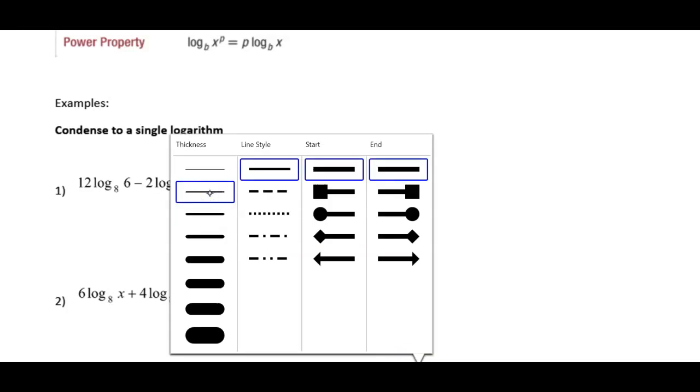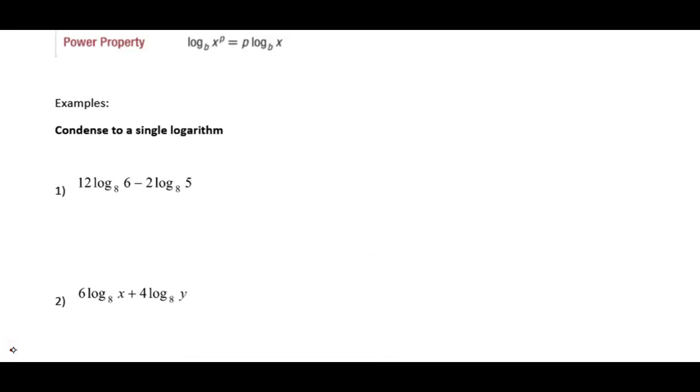Okay, so these first few examples are how we condense down to a single logarithm. You want to do it in two steps. If you see that you have coefficients out front, the first thing you want to do is bring those coefficients up as exponents. So this would turn into log base 8 of 6 to the 12th power minus log base 8 of 5 to the 2nd power.